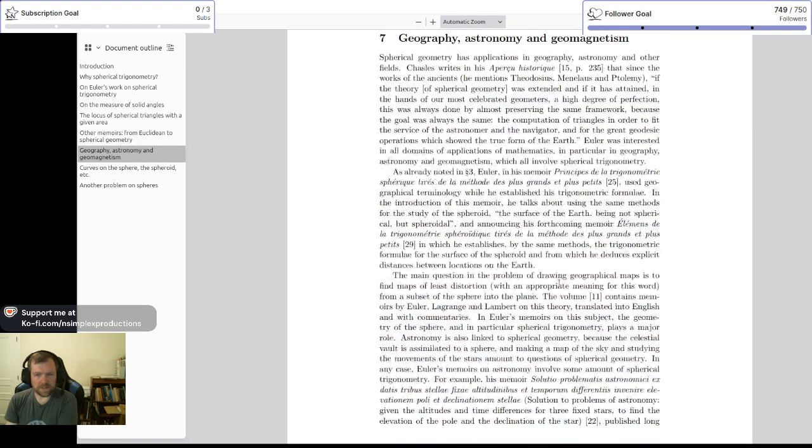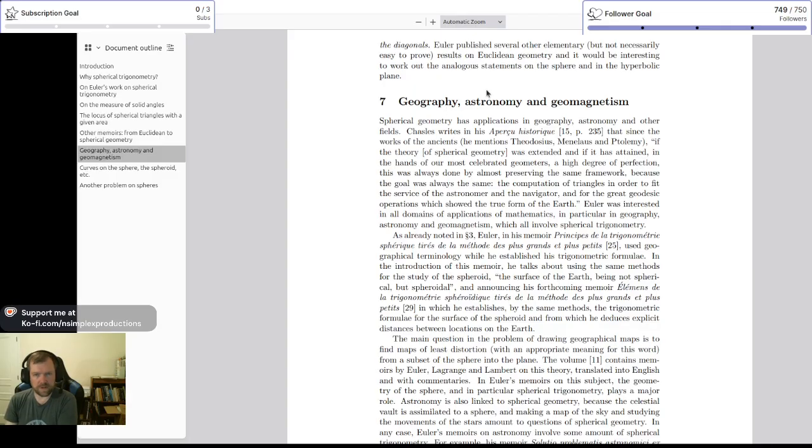All right. So, geography, astronomy, and geomagnetism being, I'm going to guess here, 3 of the most common applications for spherical geometry. Okay, yeah, literally the first line.